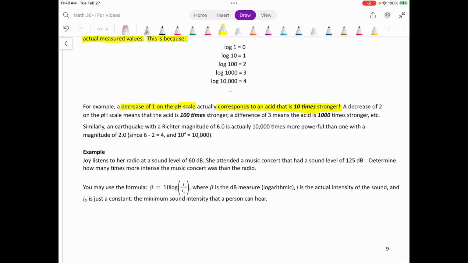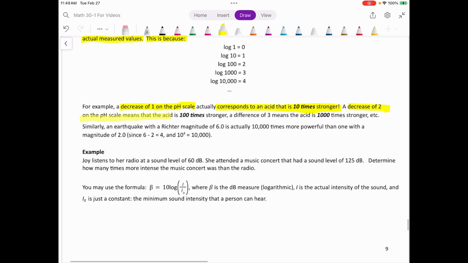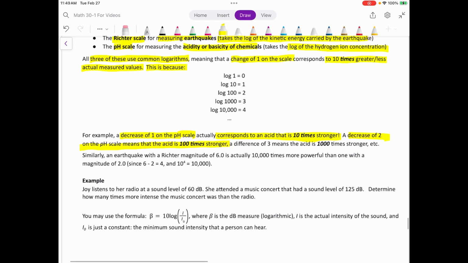And a decrease of 2 on the pH scale actually means that the acid is 100 times stronger, right? Because we're going from log of 100 to log of 1. So something with a pH of 3 versus a pH of 5 actually has 100 times stronger acidic hydrogen concentration. Okay, a difference of 3 means the acid is 1,000 times stronger, etc., etc.